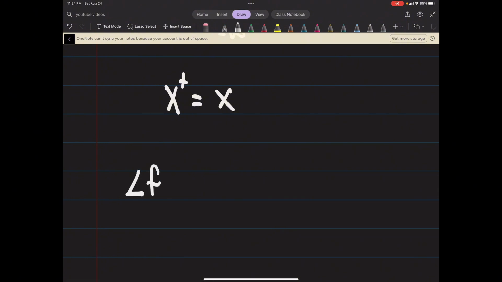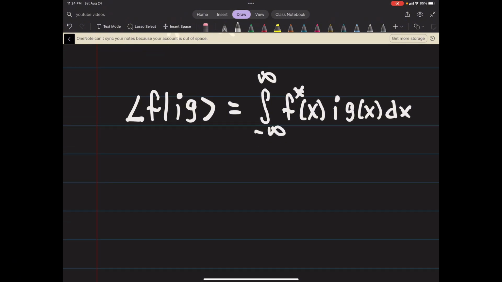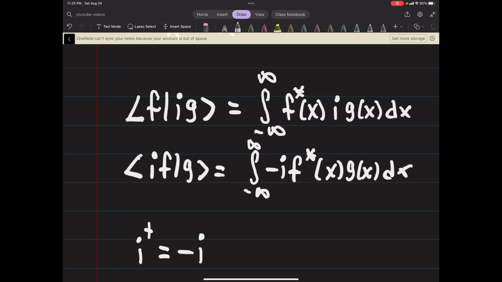Next up, we want to find it for i, the imaginary number. If we write this out like we did before, we get this. And if we want to move this i over here, then that's going to change the sign since i is imaginary. So this will be negative i, F star of X, G of X dx. So in this particular case, the Hermitian conjugate of i is negative i.